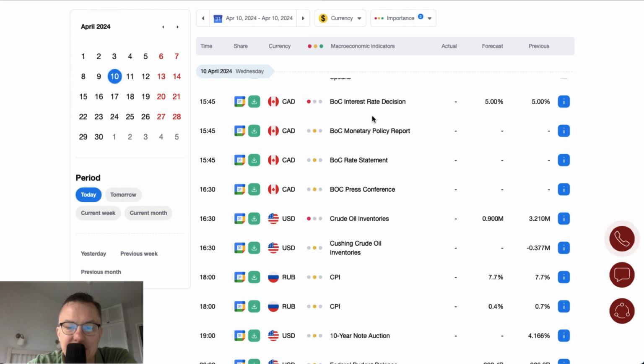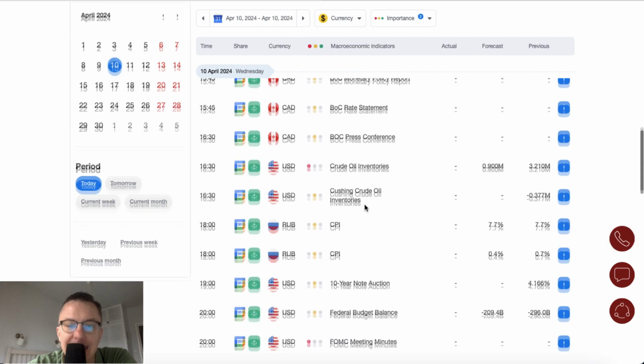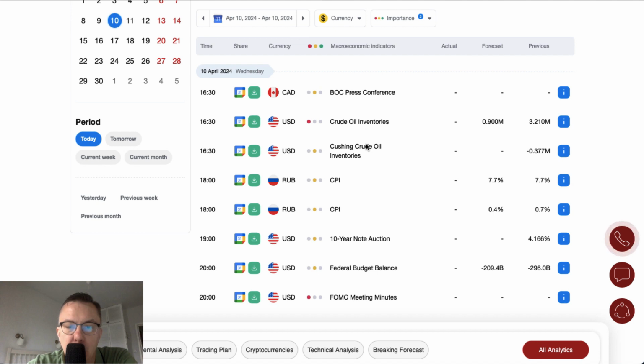Bank of Canada interest rate decision is scheduled for release at 3:45, together with the rate statement and monetary policy report. This time, the Bank of Canada is expected to leave the interest rate at the same level of 5%. Bank of Canada press conference after the interest rate decision is scheduled for release at 4:30. At the same time, we got the crude oil inventories data release, together with the Cushing crude oil inventories.